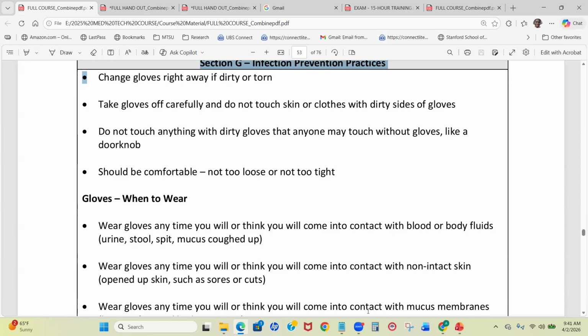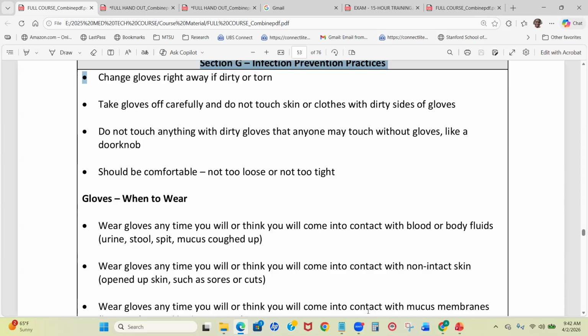Especially if somebody's in bed and they are total care. You think, oh, I'm not touching any poop right now, I'm just going to put clothes on them. And then they start spitting out something. If you have your gloves on, all you do is grab whatever tissue and wipe them off. You're already prepared.